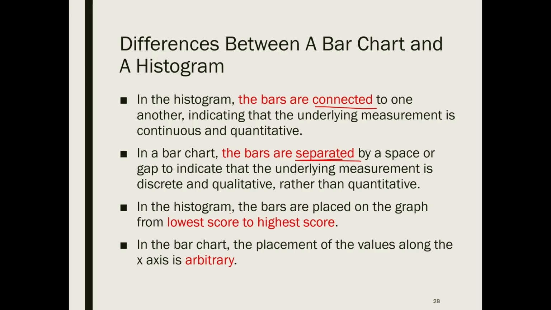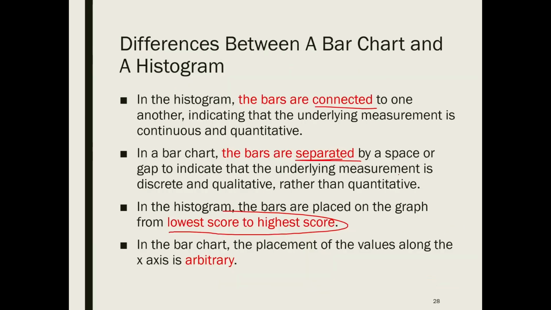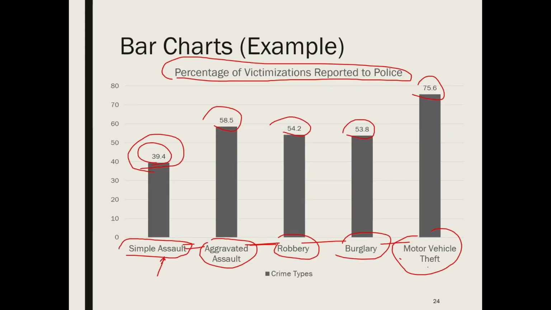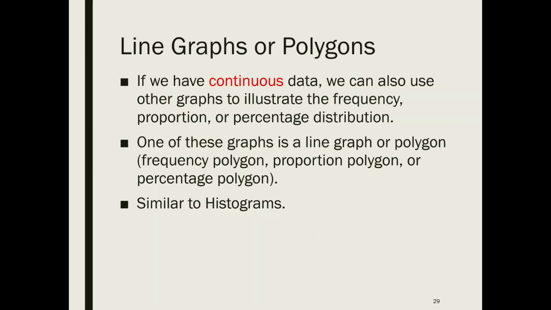Okay, and most likely in the histogram, the bars are placed from the lowest to the highest, as you can see here, from 10 to 40. But in the bar chart, it's arbitrary. It basically means like, well, in this example, you can move the motor vehicle theft into here, or you can move the simple assault in the middle. It doesn't really make a difference. Okay. And also you can have the line graphs.